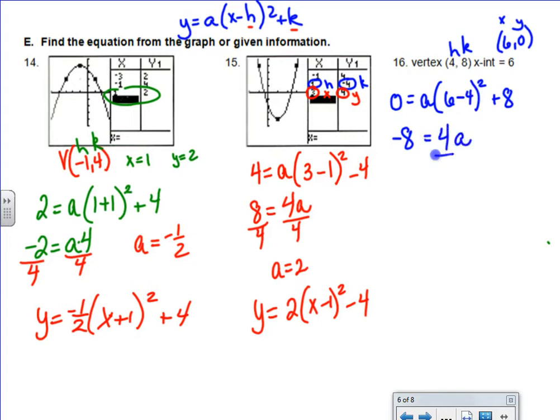Get a lot of 4a's. And then it turns out that the a value for this problem was -2. And if I plotted the information they gave me, this would make a lot of sense. The a is negative because it does open down and it's a little skinny. So a is -2, my vertex is at (4, 8).